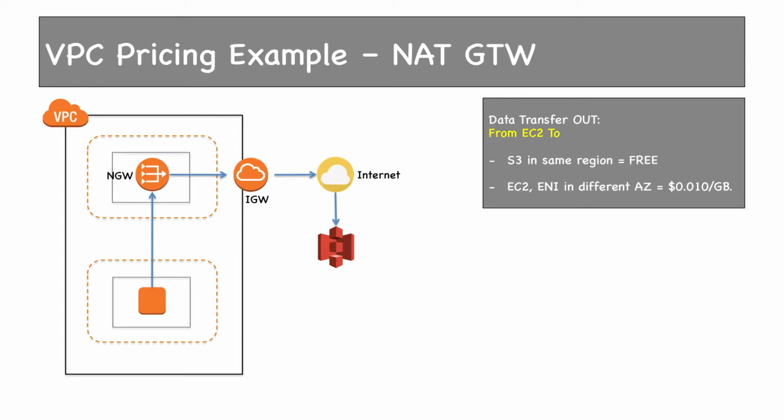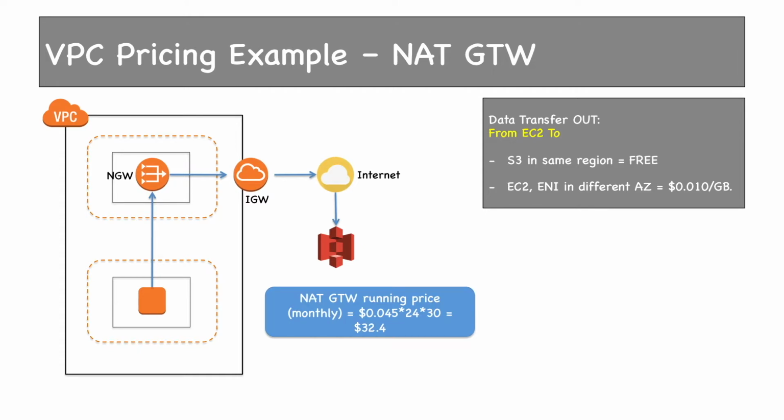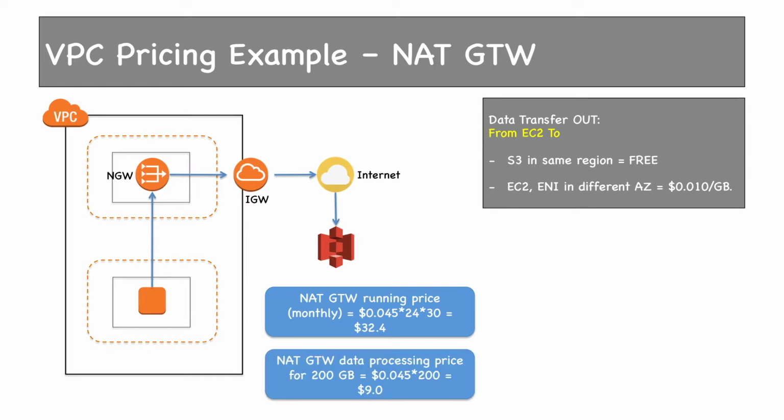This is the data transfer pricing of EC2, which we had discussed in our EC2 pricing section. We are considering data transfer only to S3 and another ENI or NAT. This would be your NAT gateway running price per month, as per hour cost is $0.045. Then it will cost you a total of $32.4 over a month. Then the data processing price for 200 gigabytes of file, which this EC2 instance is uploading to S3. So this is the per GB cost and total will come out to be $9.